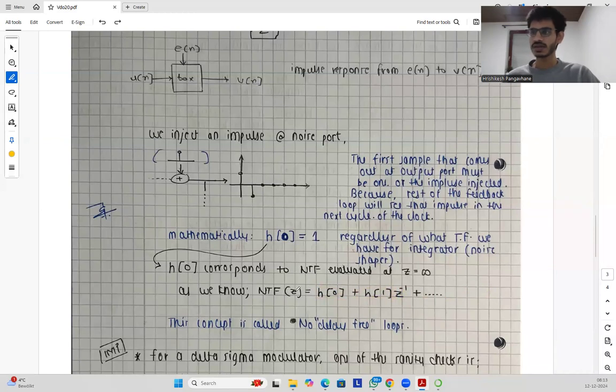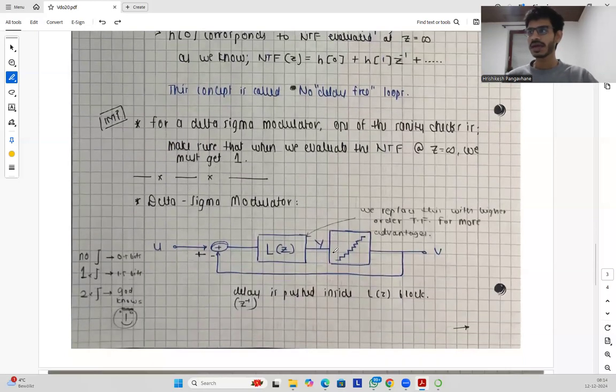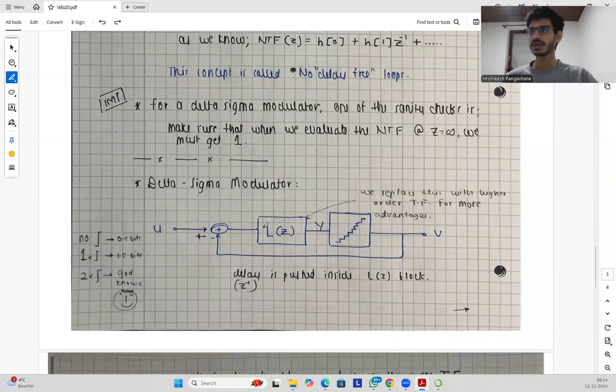So basically this concept in books is called having no delay free loops. And for a delta sigma modulator, one of the sanity checks is that when we design a delta sigma, we evaluate the noise transfer function at z equals infinity, and we must get 1.